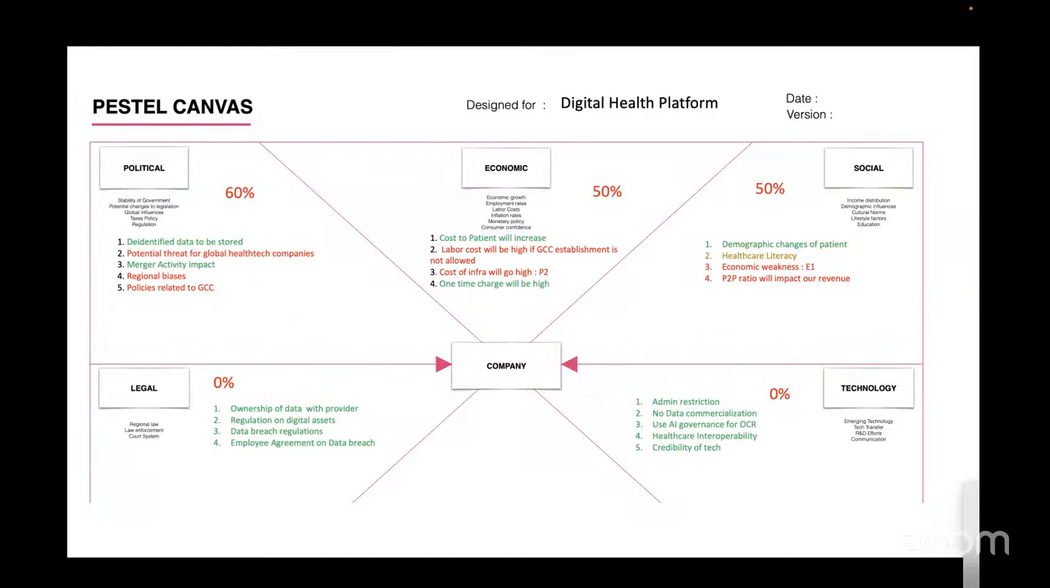Cost of infra will go high in correspondence to point two, because in some cases, if the GCC establishments are not in place, the tariff of cloud services might change and might increase. The tariff for the US region is different versus the tariff for other regions. So these are the two downside factors. While the rest of them are pretty controllable, like one-time charge will be high.